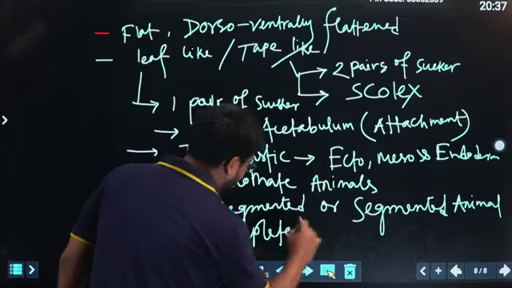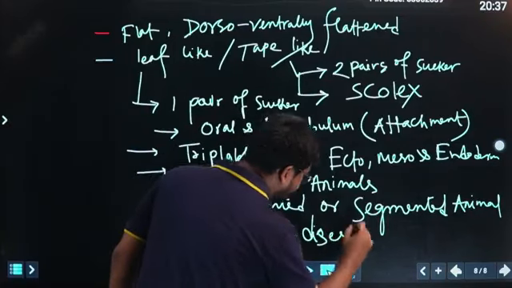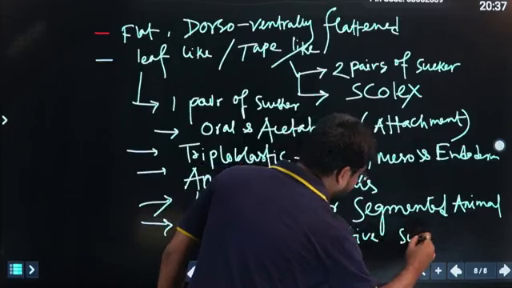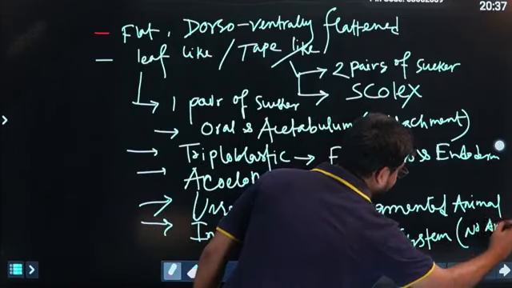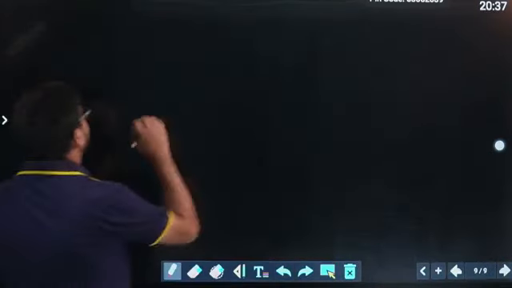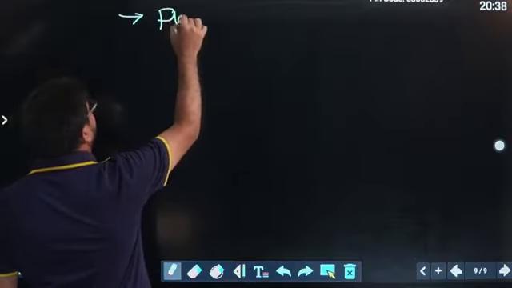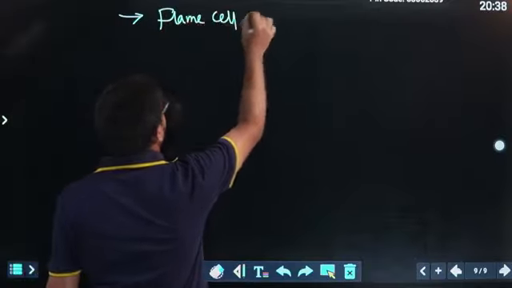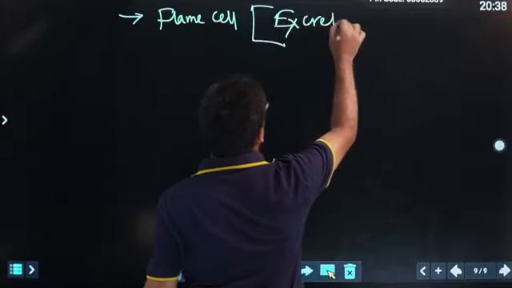Incomplete digestive system. That means they have no anus. Okay. Next, another important characteristic is found, that is they have flame cells. Flame cells act as excretory organs.